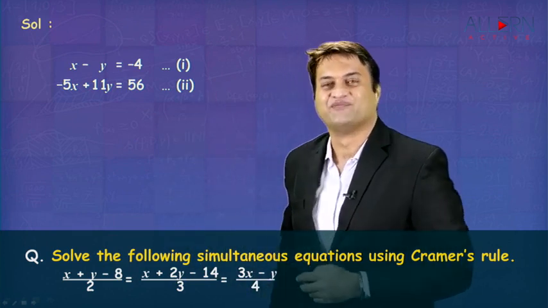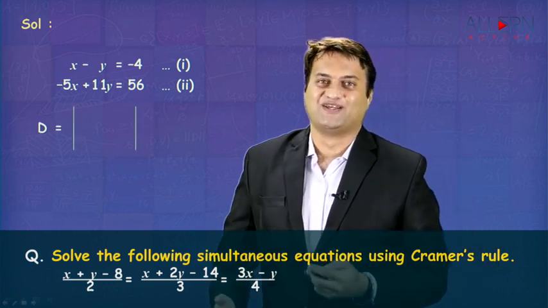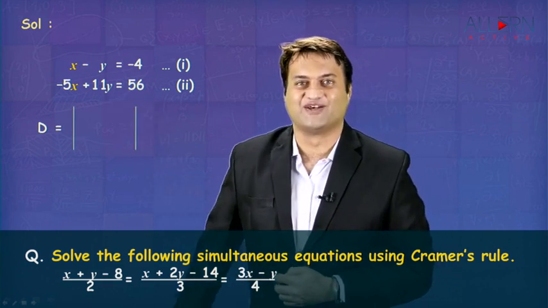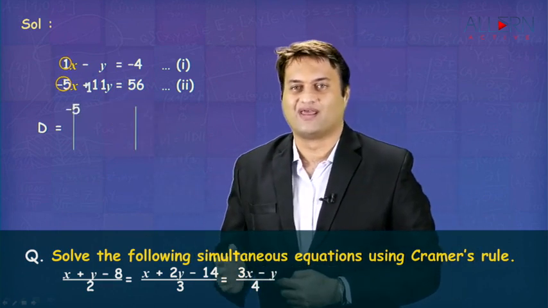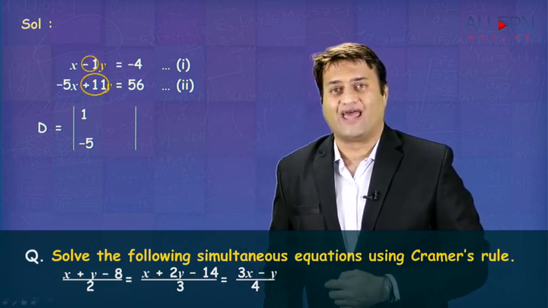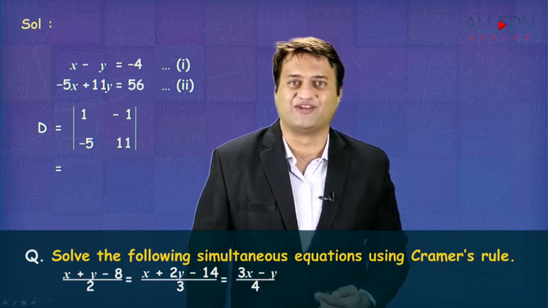Now let's solve it. To solve it, let us form the three determinants. The first determinant is denoted by D. In D, the first column would be the coefficients of x, and the coefficients of x are 1 and minus 5. Second column would be the coefficients of y, and the coefficients of y are minus 1 and 11. Now let's cross multiply and find the value of D.